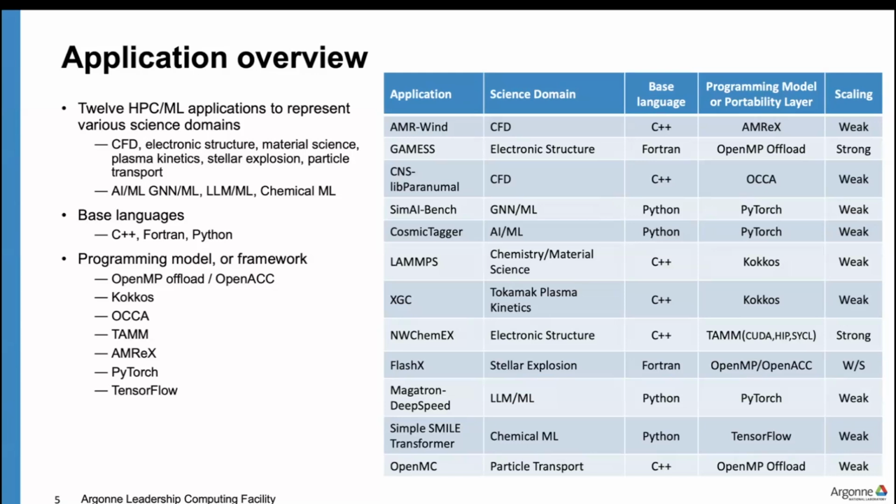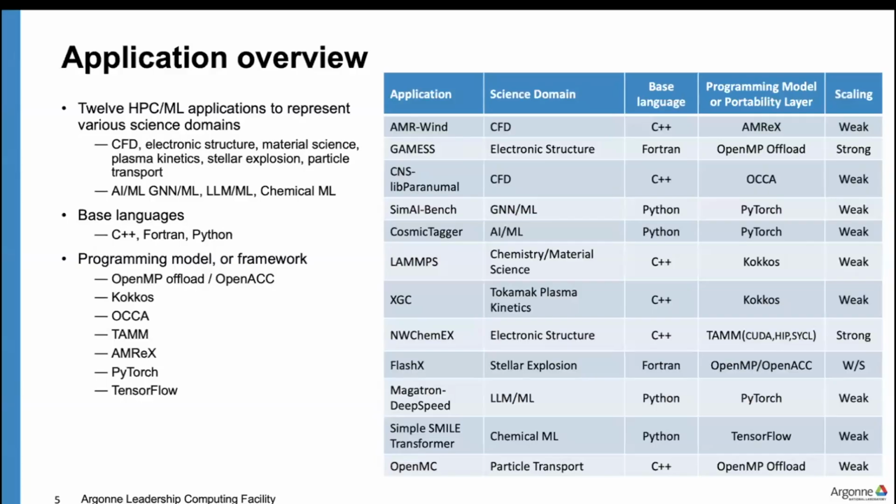So we chose 12 HPC and AI applications to represent our various science domains. You can see we have modeling applications: CFD, electronic structure, material science, plasma physics, and particle transport. And on the ML side, we include AI applications: GNN, large language model, and chemical ML applications. They have different base languages: 6 applications written in C++, 2 in Fortran, and 4 in Python.